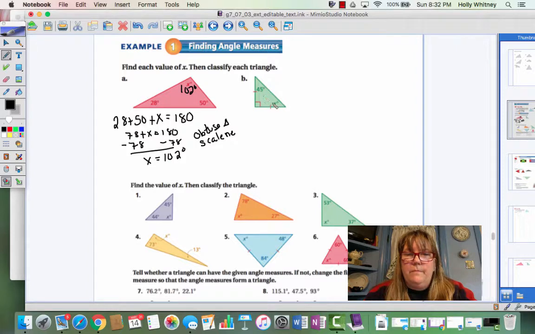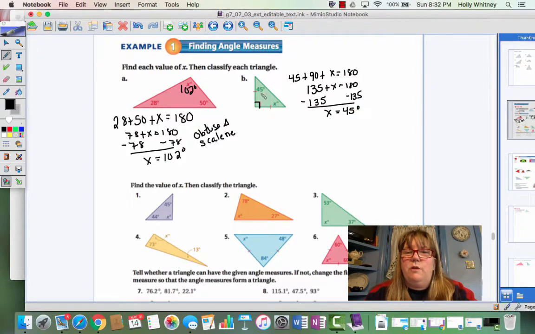For this triangle, if I add up the angles, I get 45 plus 90, because remember this is a right angle, so that's 90 degrees, plus x is equal to 180. Add those together, I get 135 degrees plus x is equal to 180, and I subtract 135 from both sides, and I end up with x is equal to 45.